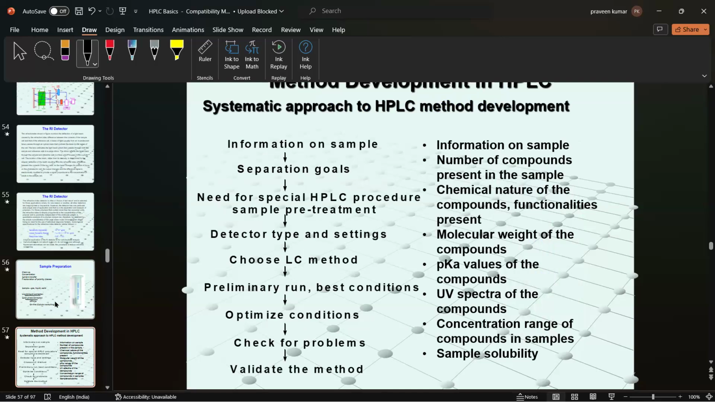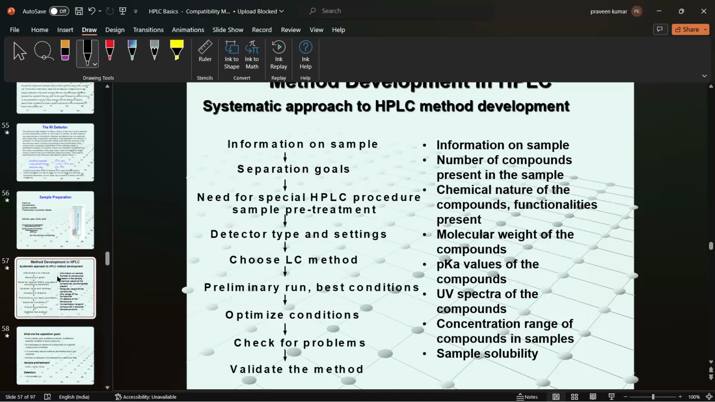As I mentioned, every compound has a different retention time. So the conditions for the method development should be optimized for each type of analyte.